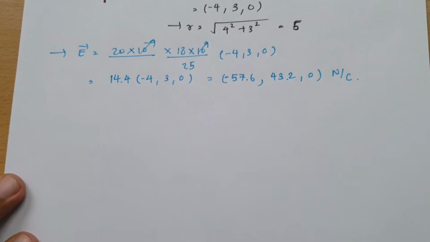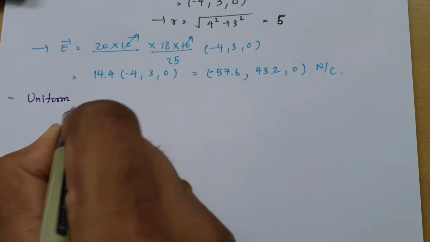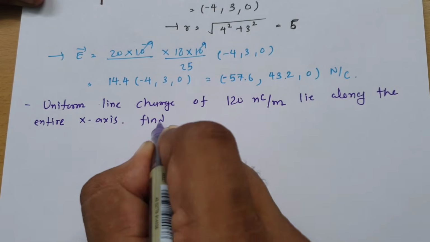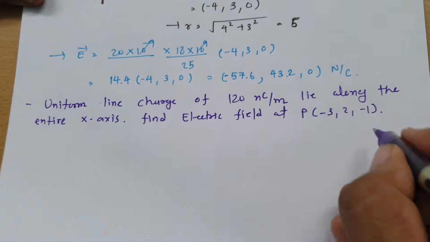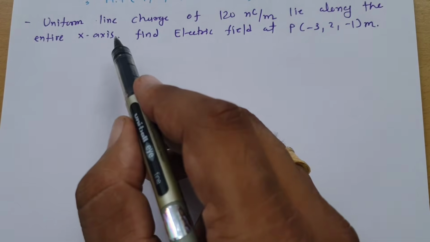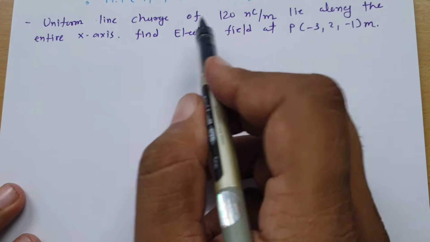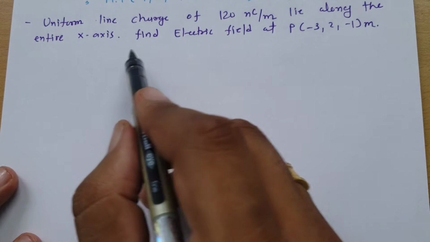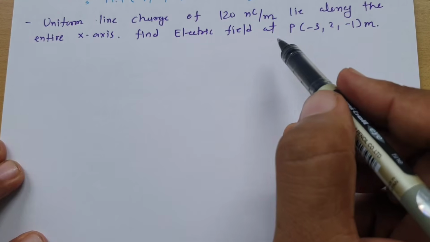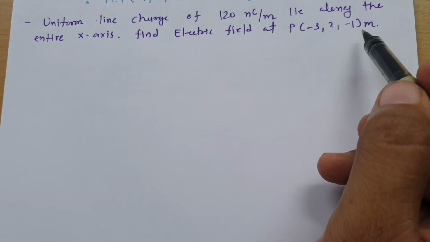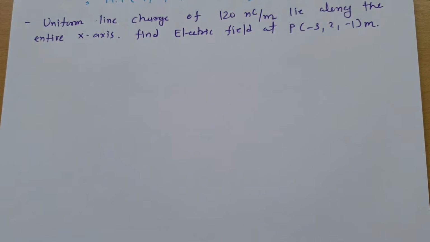So let me write the problem first. Uniform line charge of 120 nanocoulomb per meter lies on the entire x-axis, and we are asked to find electric field at point minus 3, 2, minus 1 meter. So let me draw the situation first.